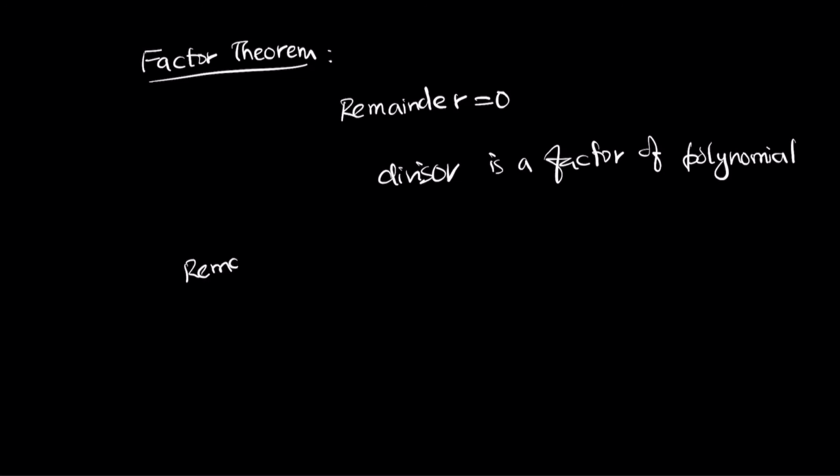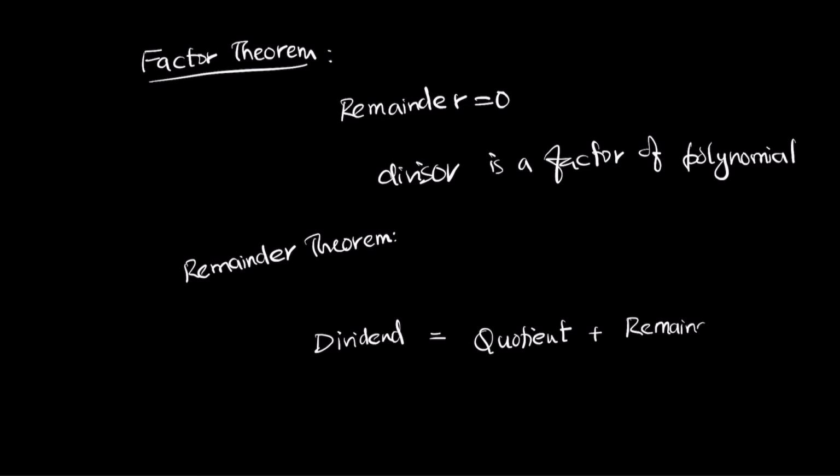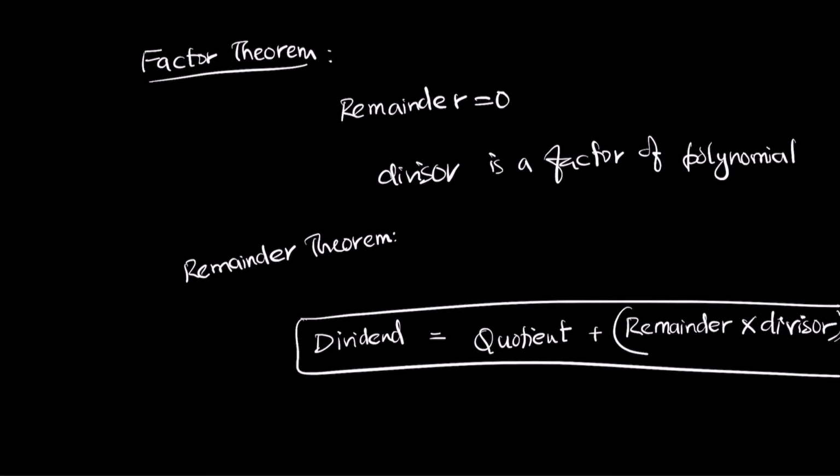The other one to remember is called the remainder theorem. The remainder theorem basically says that the dividend is the quotient plus remainder times the divisor. So this is the formula that we can use to find the relationship between the dividend and the divisor.